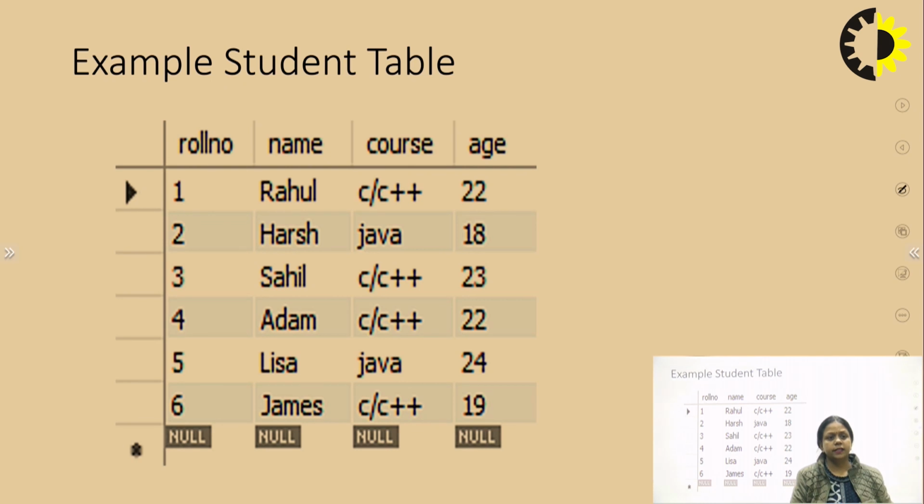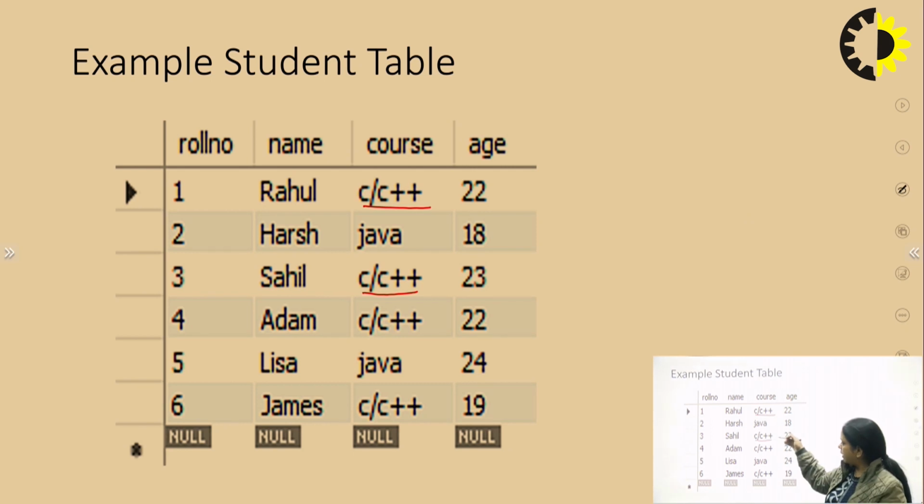Now we can see an example. This is the example of the student table. We have 4 columns here: roll number, name, course and age. And we have 6 records, 6 tuples. But you can see that in the case of course, we have more than 1 value in the table, C and C++. Again, you can see that Sahil studied 2 courses, C and C++.